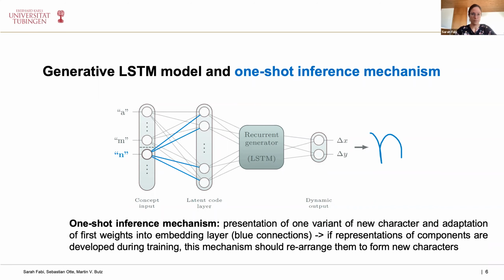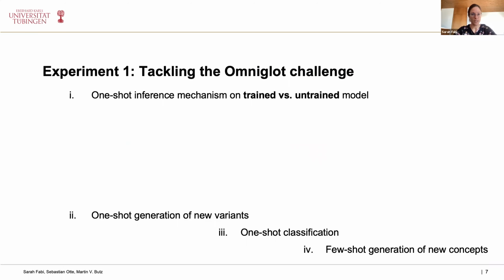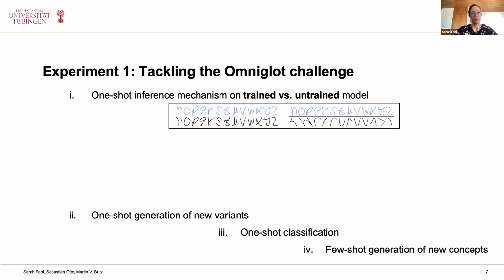And then I want to show you the results for the different tasks. So at first, of course, the regeneration, which you can see here in blue, is the original character set of the handwriting of humans. And then we have the generated ones in black. And you can see that this worked very well. We then tested if this one-shot inference mechanism might also work with an untrained model. So there was no training on A to M, just the adaptation of the first weights into the first feed-forward layer. And as you can see here, this didn't work.